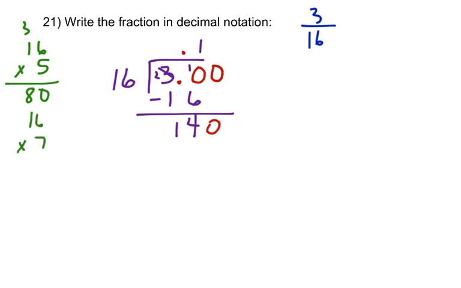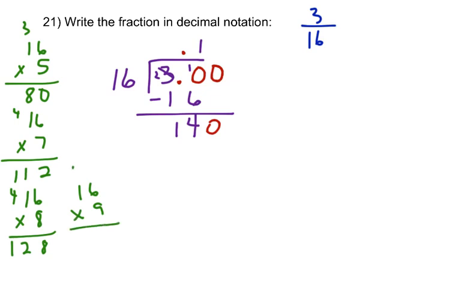gives me 80. That still seems too small, so let me go a little bit bigger. Let's try 7. 16 times 7 is 112. Still getting closer. Let's try 8. 16 times 8 is 128. Let's just test 9 to see if it can go in one more time. Well, 16 times 9 is 144, and that's too big.